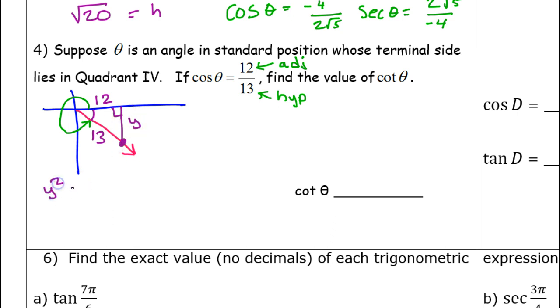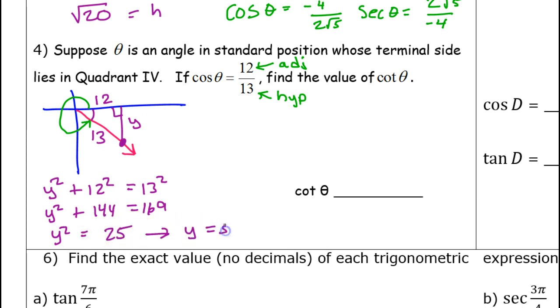So y squared plus 12 squared is equal to 13 squared. So y squared plus 144 is equal to 169. y squared is equal to 25. So therefore y is equal to 5 once you take the square root. Okay, great. So we just found out that this y is equal to 5, like I was saying.